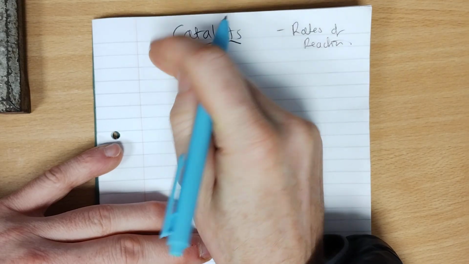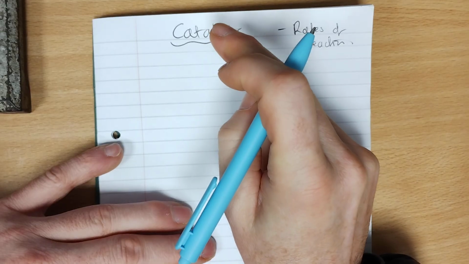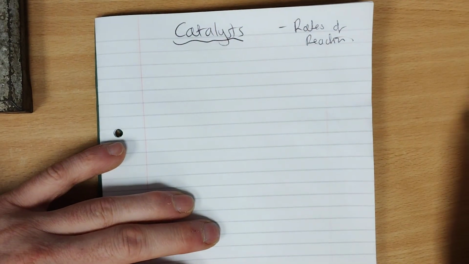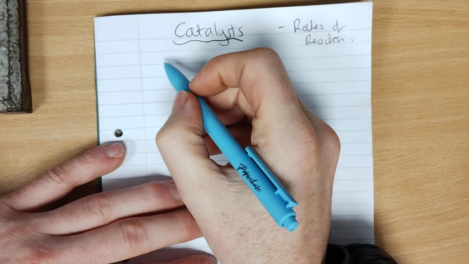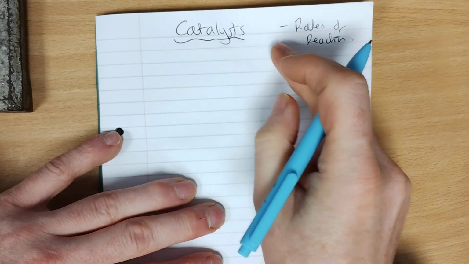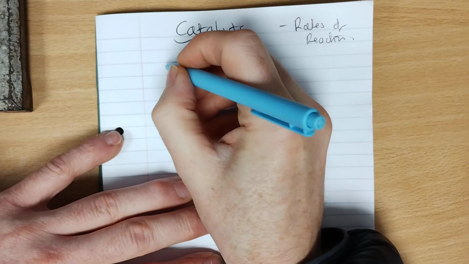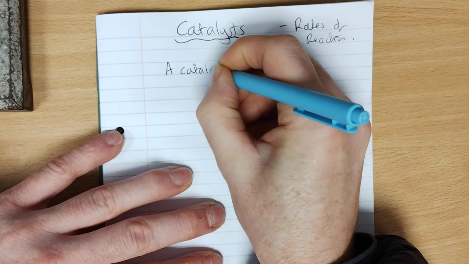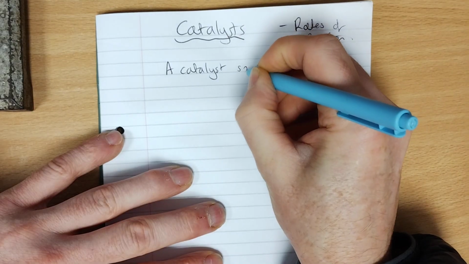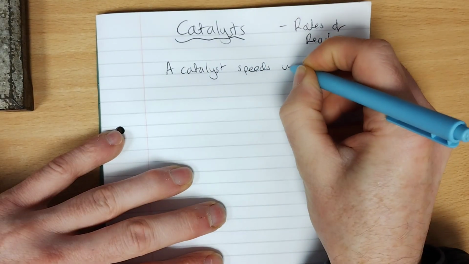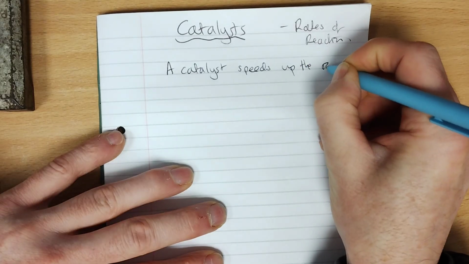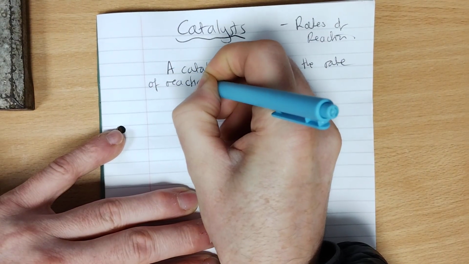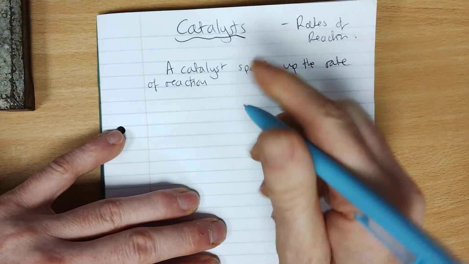We know that catalysts speed up the rate of reaction. We know that catalysts are often transition metal compounds. But you know what? Actually, I'm just going to start. I'm going to write a definition, and this definition is what you have to learn for your GCSE. Okay. A catalyst speeds up the rate of reaction, and we're going to find out how now.